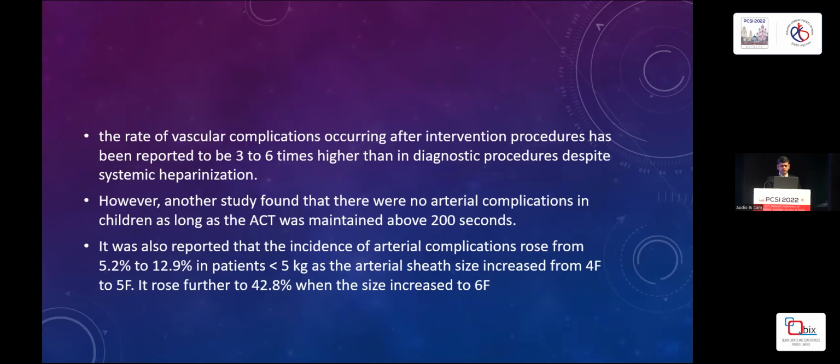And if you're upsizing the sheath, suppose 4 French to 5 French, in one paper I found the complication increased from 5.5 to 12.9%. And if you are upsizing it to 6 French, then the chance of arterial blockage is 42%. One paper has shown if the ACT we are maintaining is more than 200, then there is less chance of thrombosis, but other papers have shown this is insignificant. Even if you are maintaining more than 200 ACT, still you will get thrombosis.